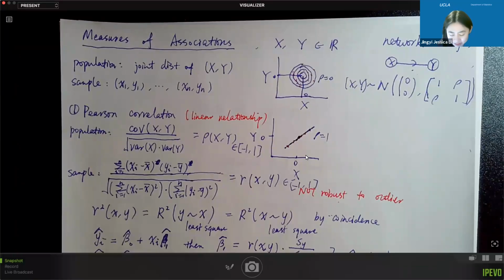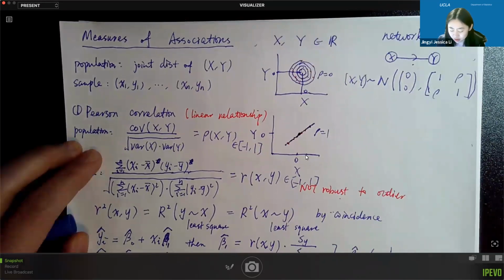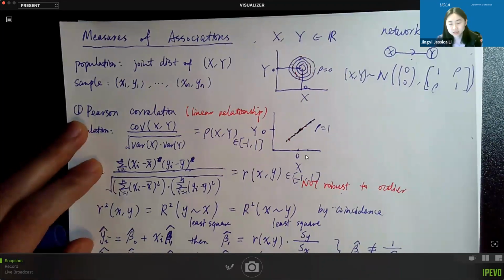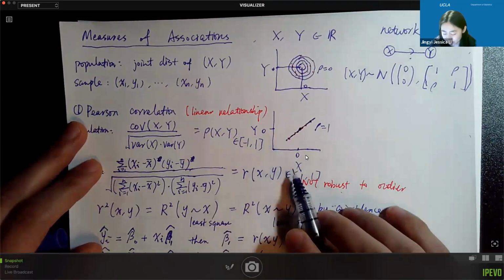Okay, this is our lecture 16. Today we're going to finish our discussion about this topic, measures of associations. And so last time we talked about the first and most widely used correlation called Pearson correlation. It is used to capture linear relationship between two scalar value random variables, x and y.